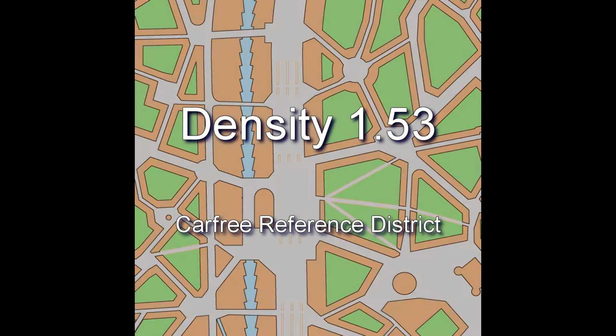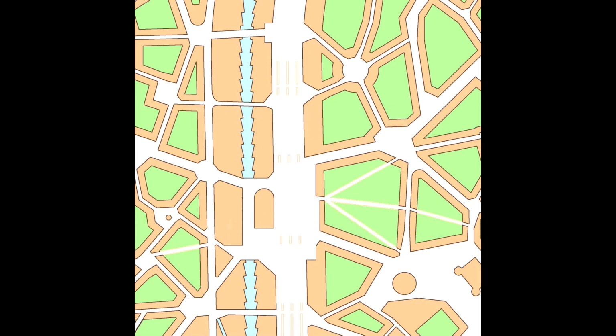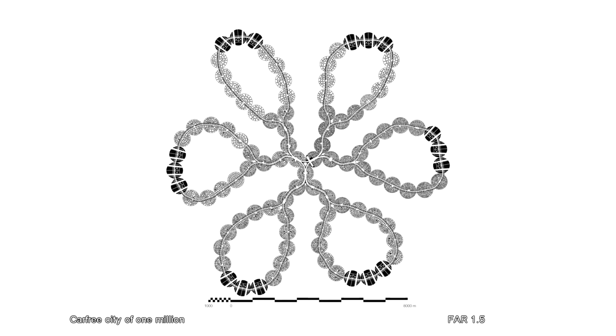The reference design for Carfree Cities is an idealized design for a car-free city that is broadly based on urban forms from before the automobile. The built-up area achieves a FAR of 1.5 in order to provide fast, efficient public transport.